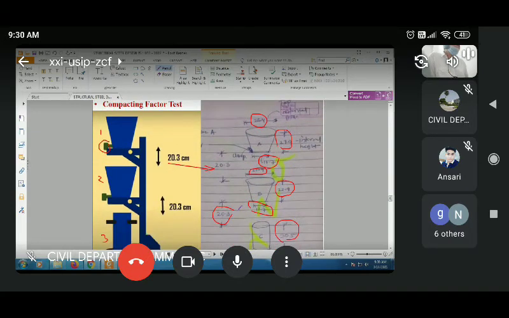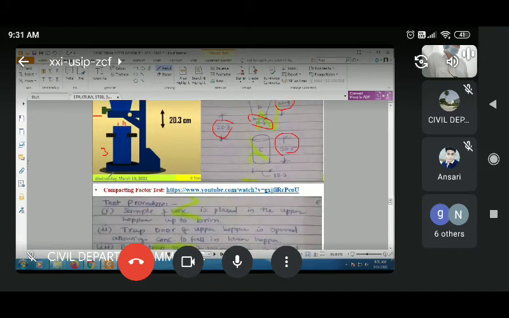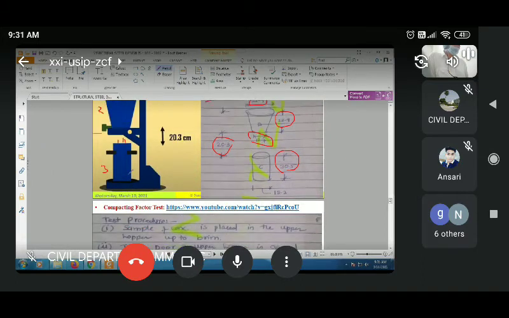For very low workability of concrete, we perform the compaction factor test. First we prepare the concrete and fill the upper hopper with it. Then we open the knob and the concrete free falls to the second hopper. Then we open the second knob and the concrete free falls to the cylinder. The concrete over the cylinder is struck off, and the weight is taken, which is the partially compacted weight of concrete.